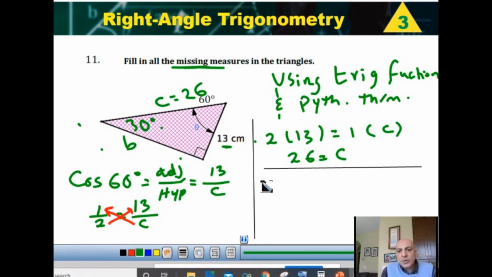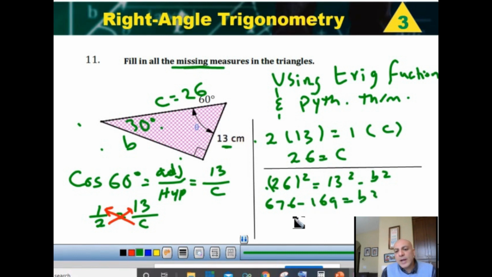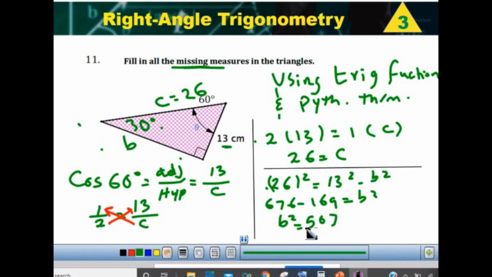Okay, so I have 26 squared equals 13 squared minus b squared. 26 squared is, what is that number? My goodness. 676 minus 169 is b squared, and that's going to give you 507. So b squared is 507. This is a 5, by the way. 507. Is this too big for that? Okay, I'm going to choose this one.